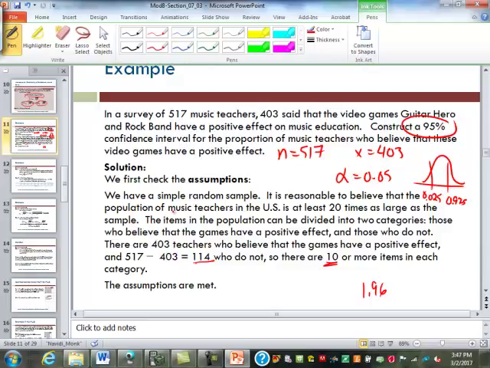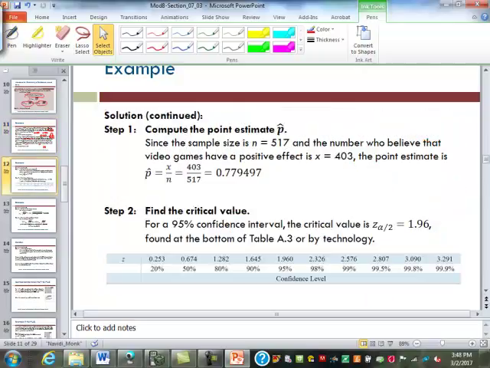The population of all music teachers in the U.S., we have a sample of 517. 20 times that would be 10,000, a little more than 10,000. So we have to make the assumption there's at least 10,000 music teachers in the U.S. If not, this would be hard to do, or we wouldn't be able to do this interval. I think it's pretty safe to say that there's at least 10,000 music teachers in the United States.